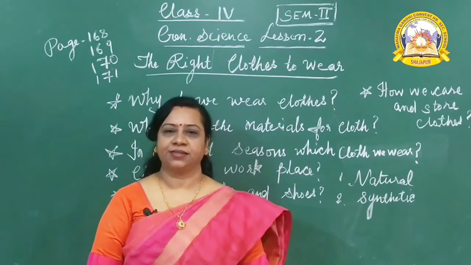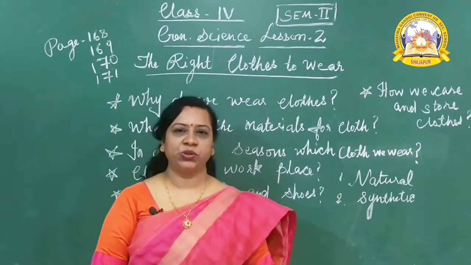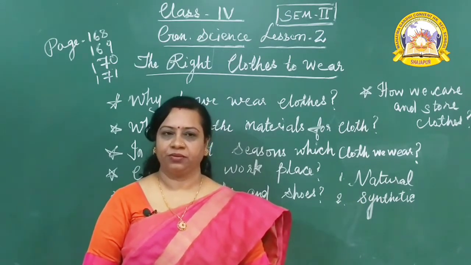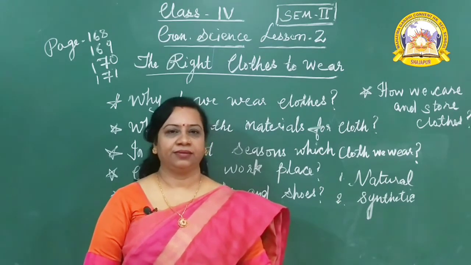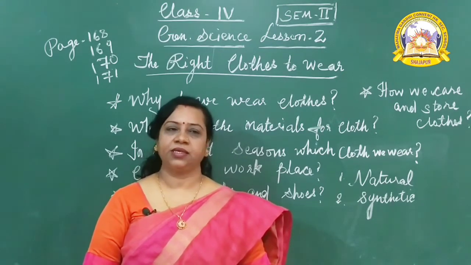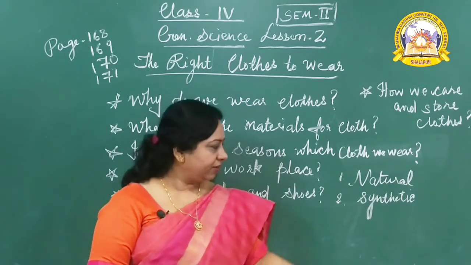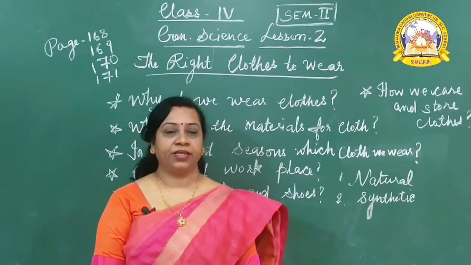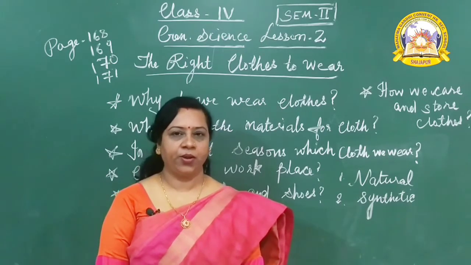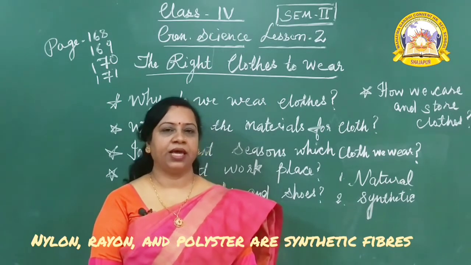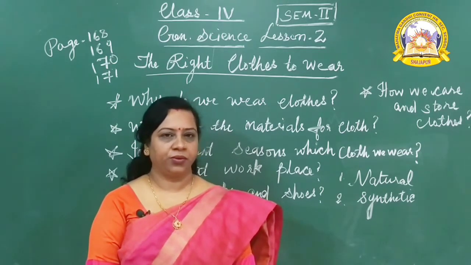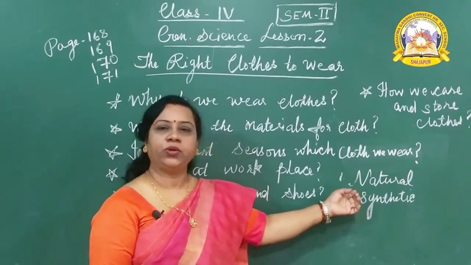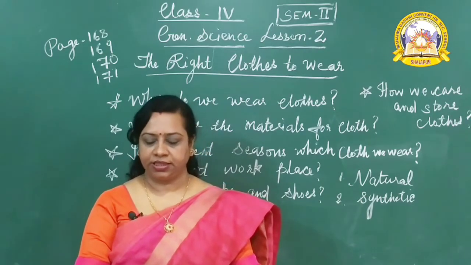What do we get from plants? Cotton, jute, linen, we get from plants. Then animals, sheep give you wool. Then we get silk from silkworm. These things you already learnt in previous classes. Then synthetic fibers, what are the synthetic fibers? These are man-made fibers. Examples are nylon, rayon, polyester. They are waterproof, they are wrinkle free, and they can be dried early. So these are the two types of fibers, natural fibers and synthetic fibers.